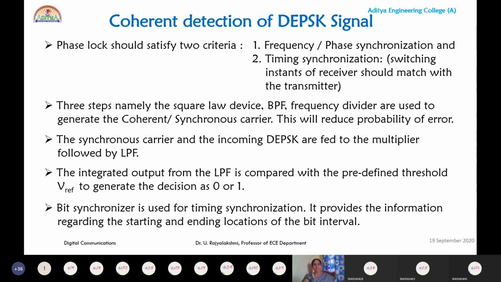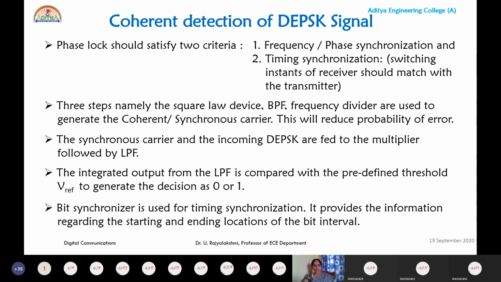So here you can see the coherent detection of DEPSK signal. Already we discussed almost all the same steps in the BPSK receiver, but the basic difference between the BPSK receiver and the DEPSK receiver section is the addition of a differential decoder at the receiver section. It consists of an XOR gate.